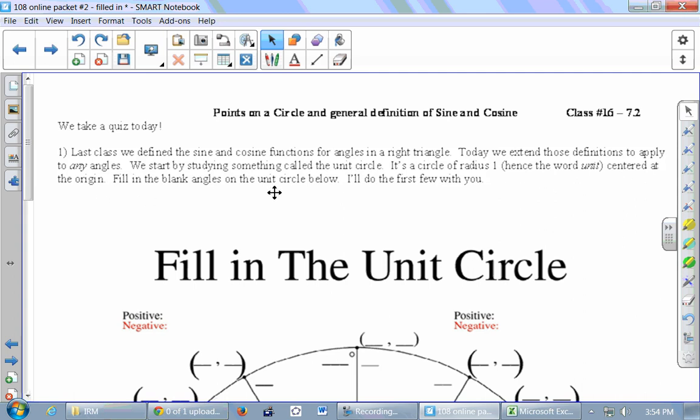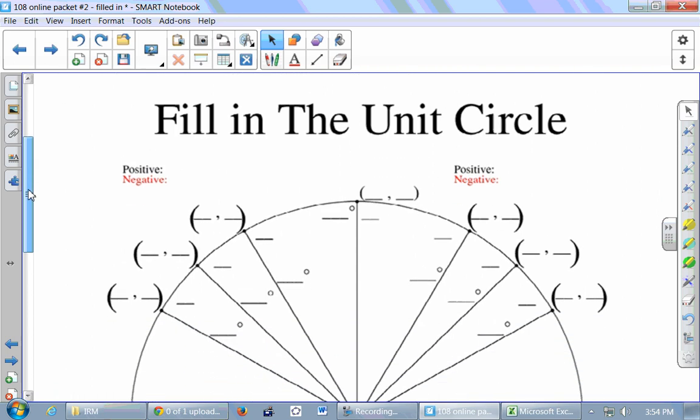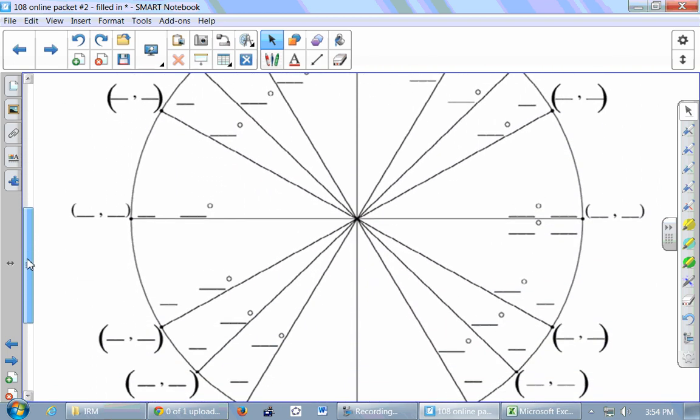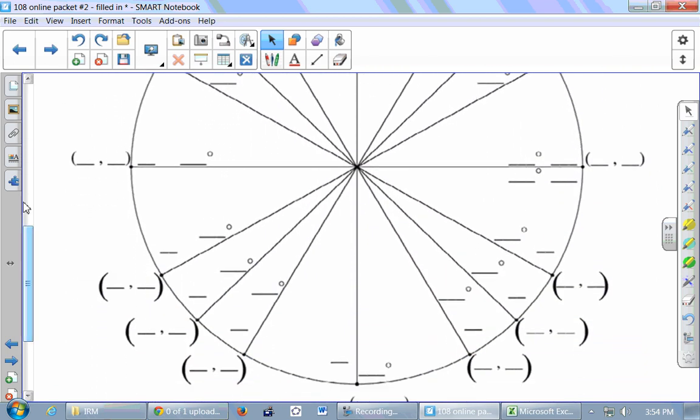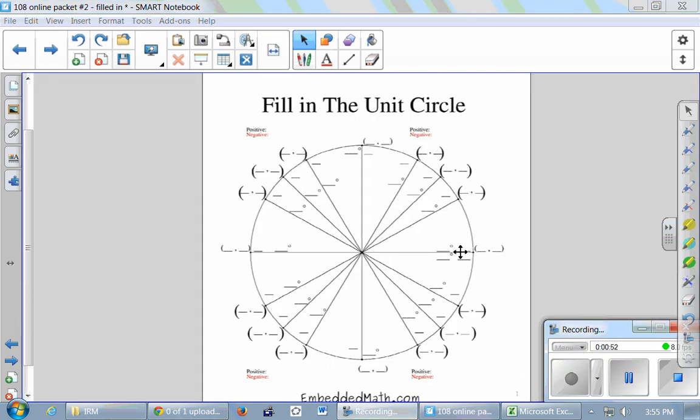Fill in the blank angles on the unit circle below. I'll do the first few with you. Okay, so here's what's going to be our new best friend. It's the unit circle. What we're going to do is fill in some of the blanks. There are a lot of blanks here, and we'll fill them in over the next few classes. But for right now, we just start by filling in the angles. And we see those little degree symbols there.